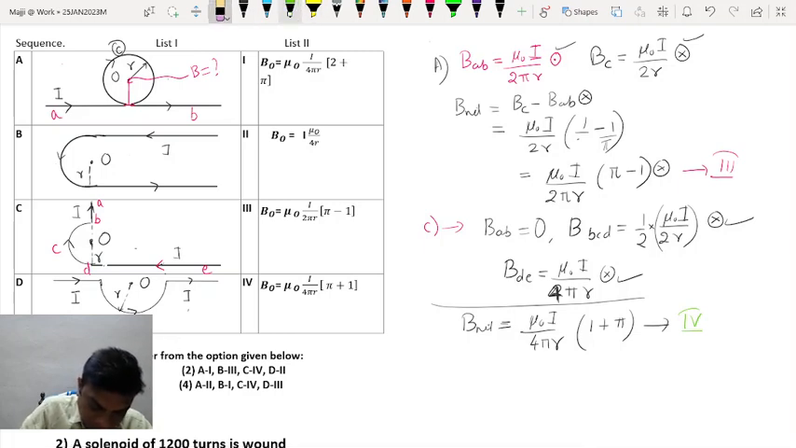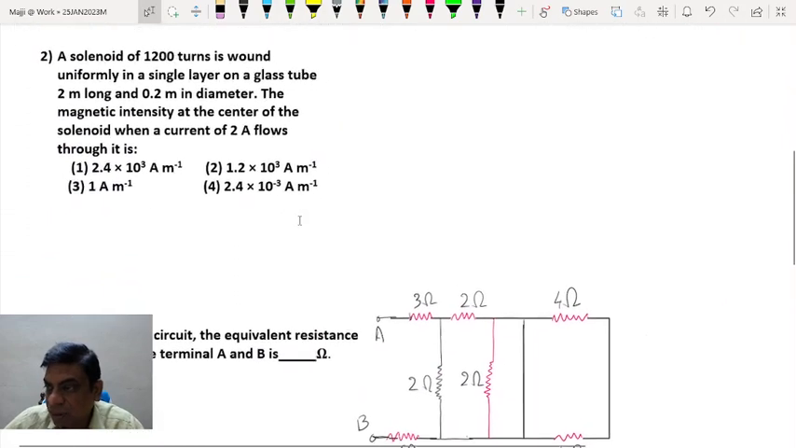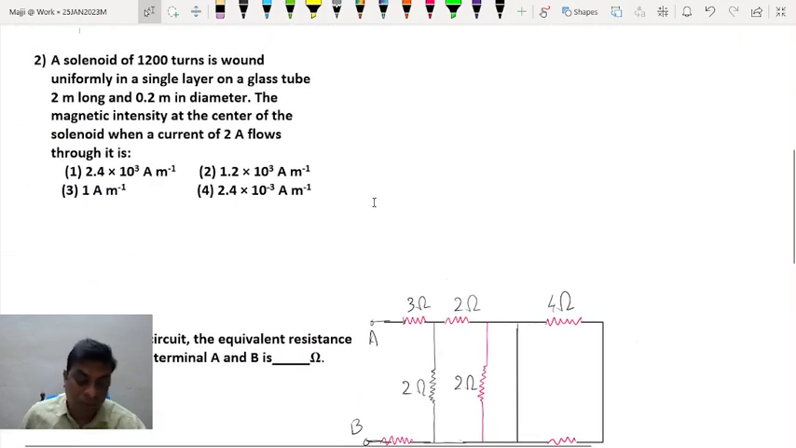Okay, because C is mapped to fourth. Then coming to the next question: a solenoid of 1200 turns is wound uniformly in a single layer on a glass tube 2 meter long and 0.2 meter in diameter. The magnetic intensity at the center of the solenoid when a current of 2 ampere flows through it is.